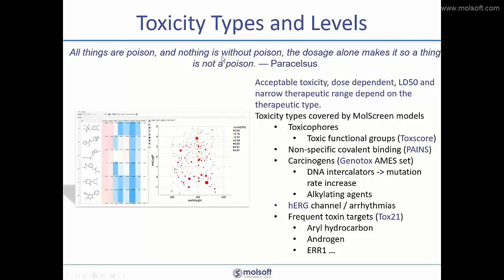So Paracelsus famously said that all things are poison and nothing is without poison. The dosage alone makes it so a thing is not a poison. So basically, for drug development, we have to find a sort of an acceptable level of toxicity, the dose, the LD50, which is the lethal dose, and you need to look at the narrow therapeutic range, and all of these sort of depend on the therapeutic type.